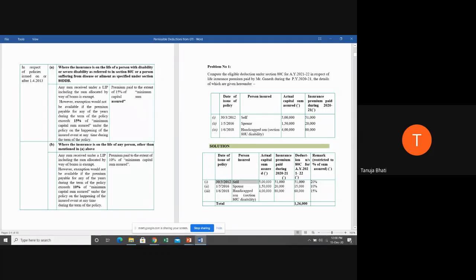First, the date of issue of policy is 30/3/2012. The actual capital sum assured is 5 lakh and the premium paid is 51,000. Deduction under 80C is in respect of the premium paid, not the capital sum assured. But the premium paid should not be more than 20%. That is what we have seen here, students.